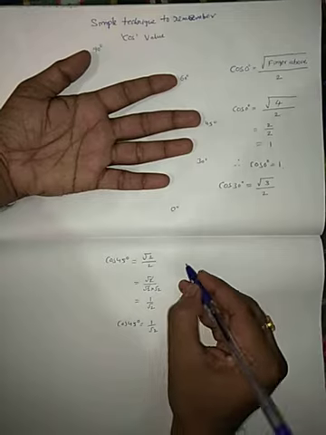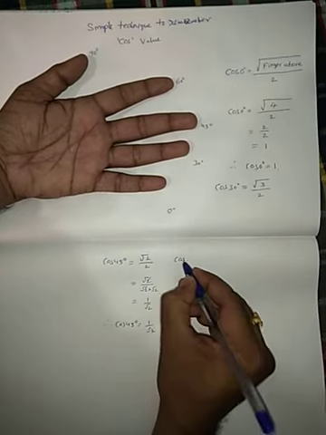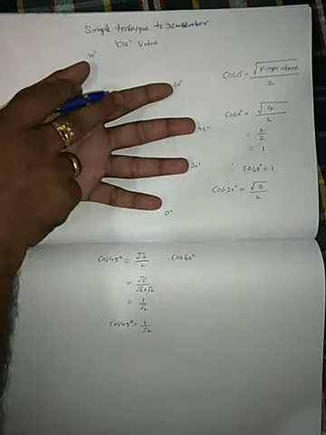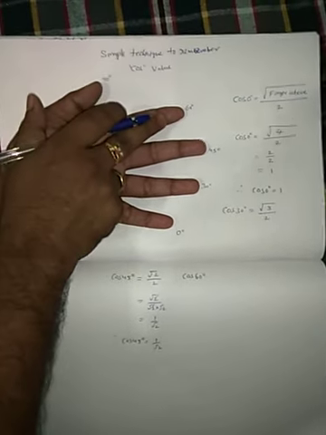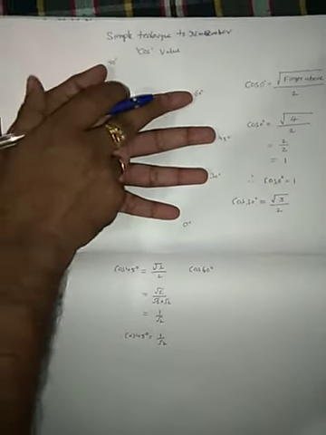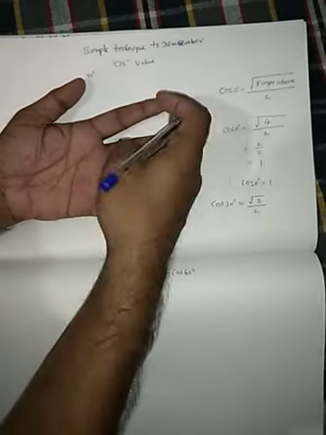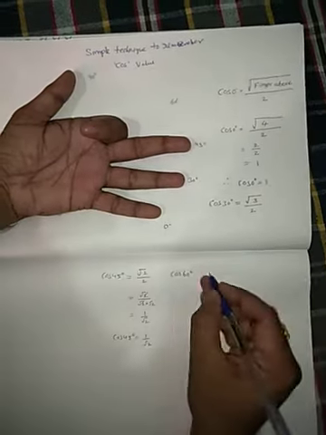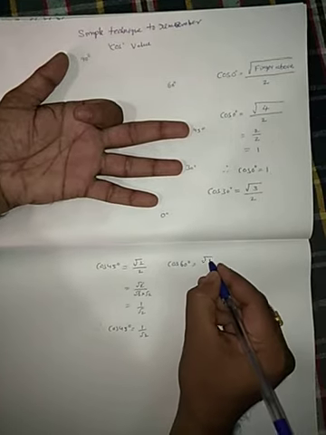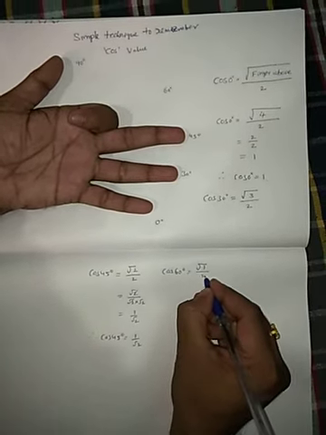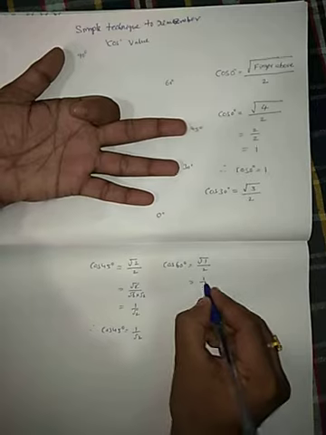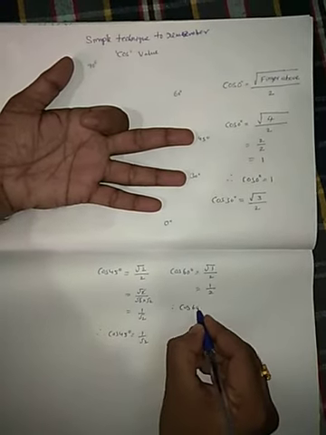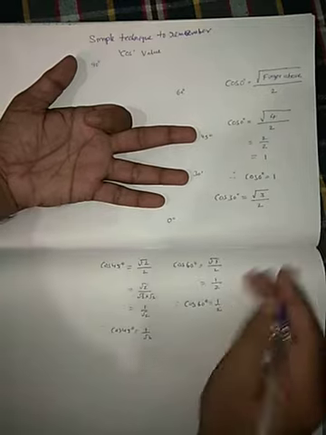Next, go to next value, cos 60 degrees. If you want to find cos 60 degrees value, you have to fold your index finger. How many fingers are above the index finger? Only one finger, root 1 by 2. Root 1 means 1, so 1 by 2. Therefore cos 60 degrees value is 1 by 2.